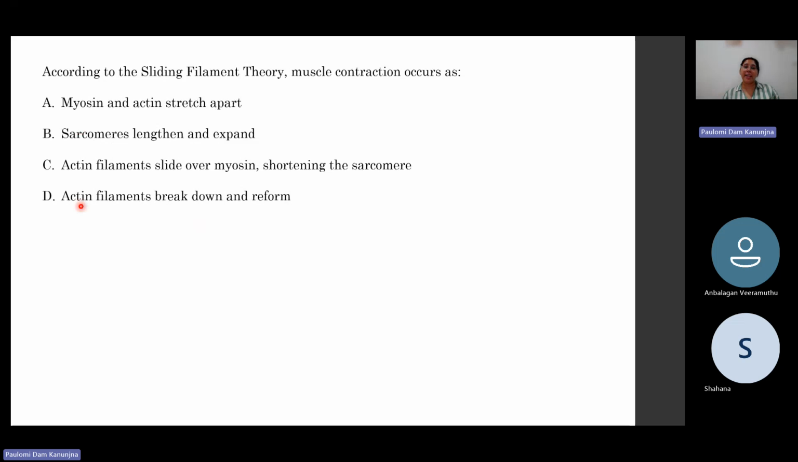Next, according to sliding filament theory, which is what we have been discussing so far, muscle contraction occurs as what? Like what happens exactly in the muscle contraction?